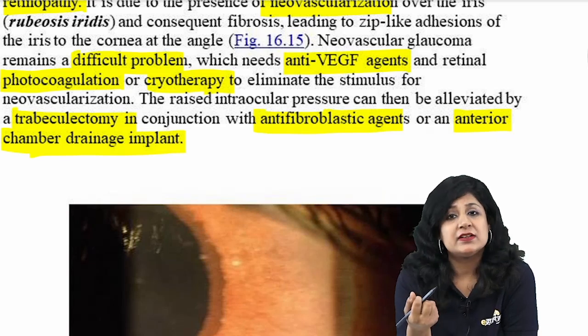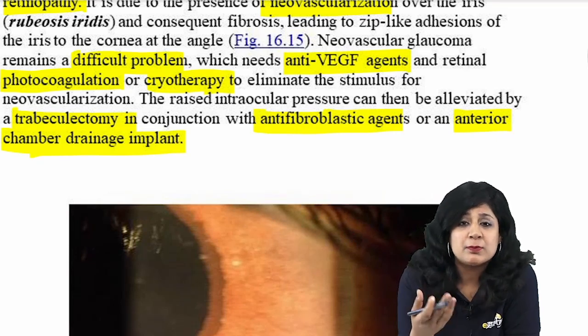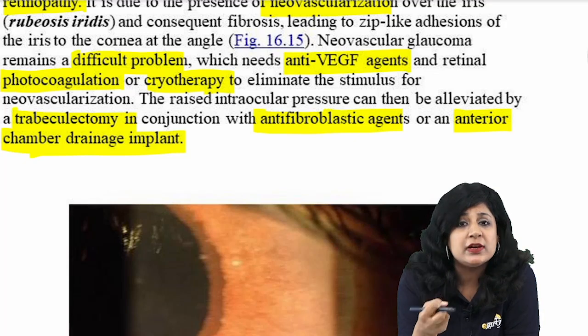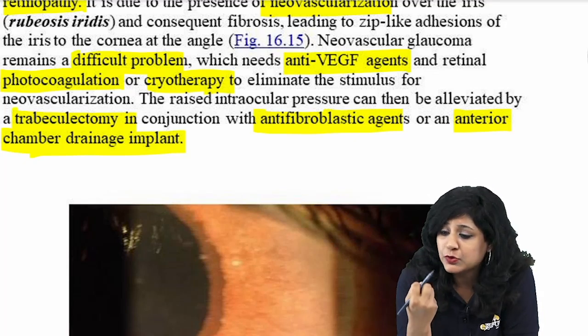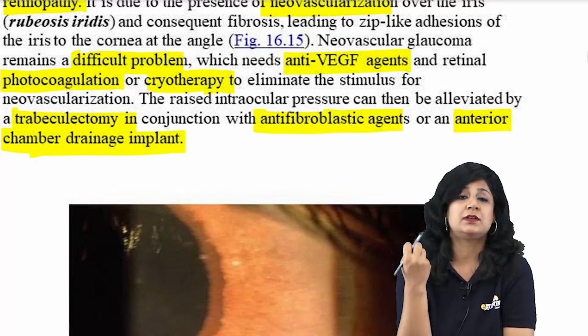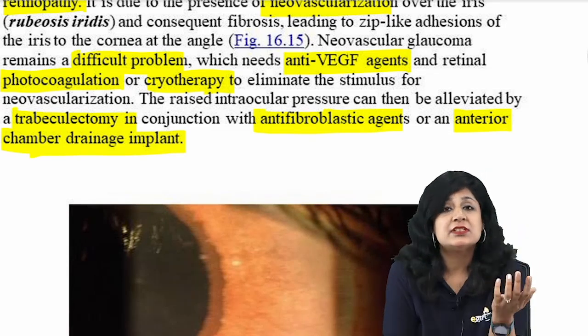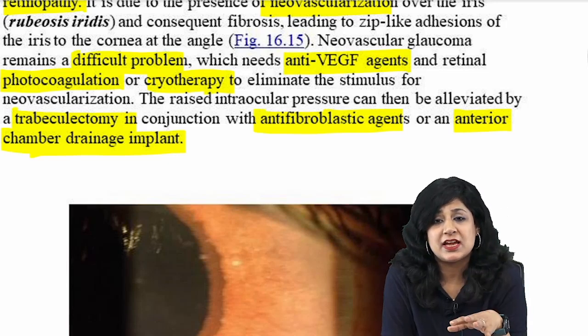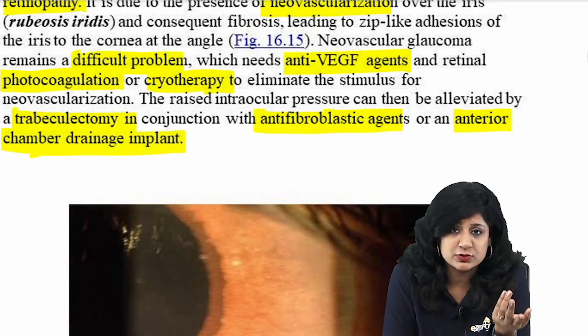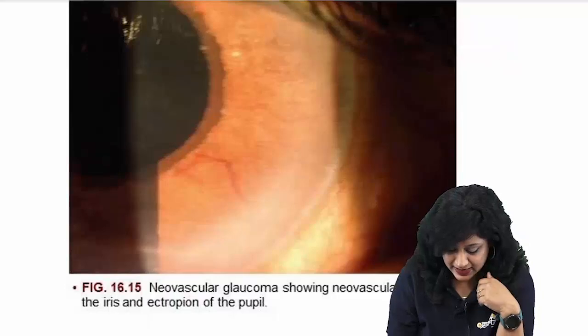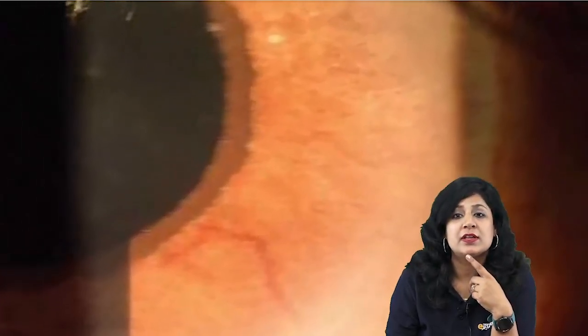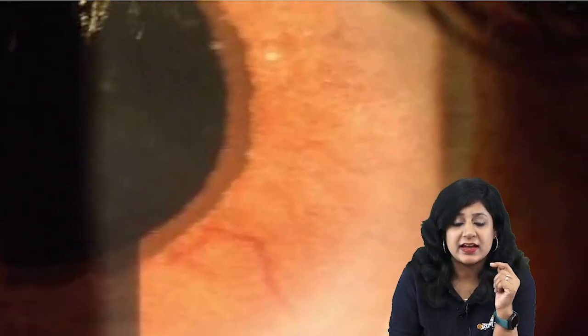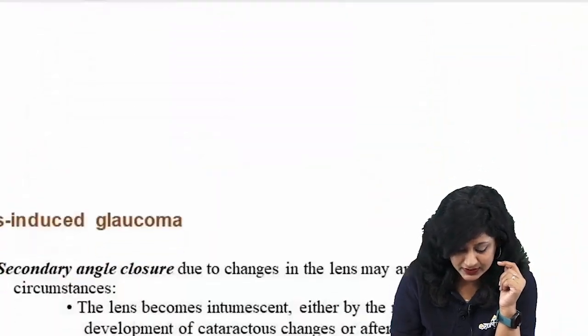So we do require anti-VEGF agents, antifibroblastic agents. We need to coagulate the vessels. We need to give cryo to the eye. We can even do the surgery, trabeculectomy, and along with this I have to give the antifibroblastic agents. Maybe a drainage implant is also required. This is a case of neovascular glaucoma, where you can see the vessels growing over the iris. This is your rubeosis iridis, right?